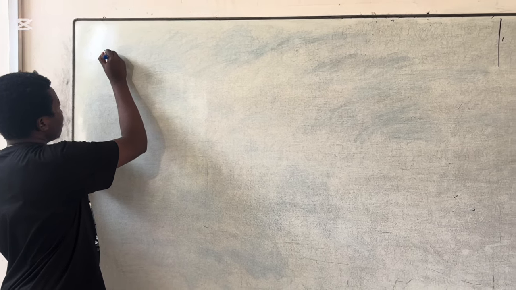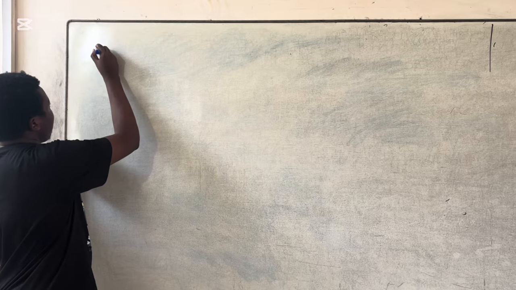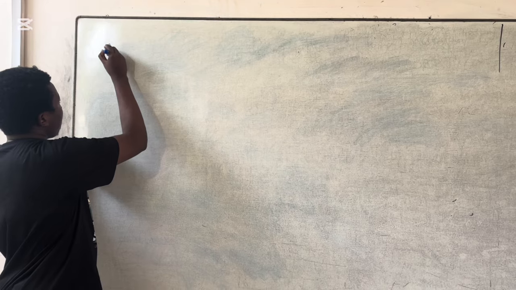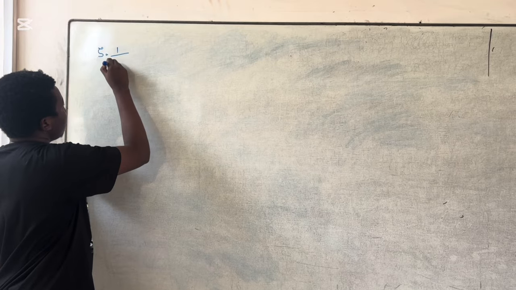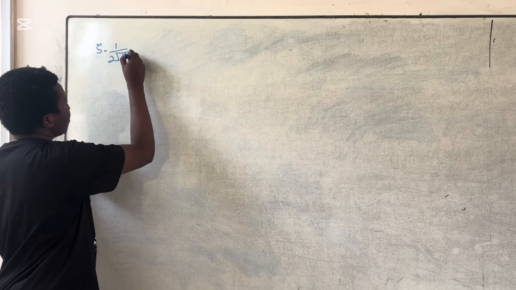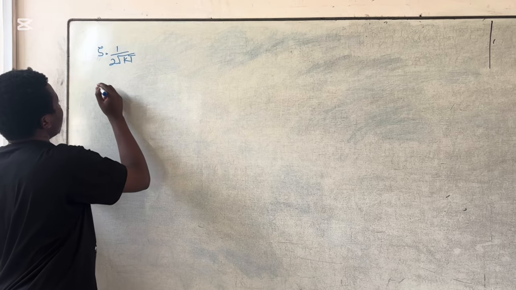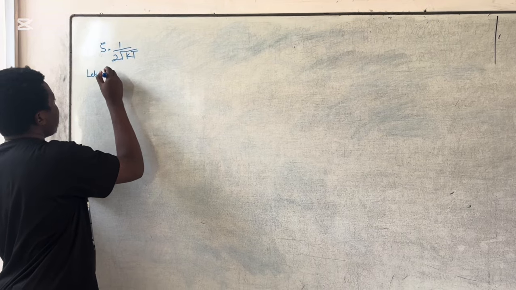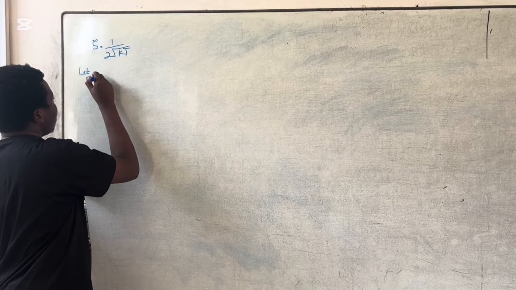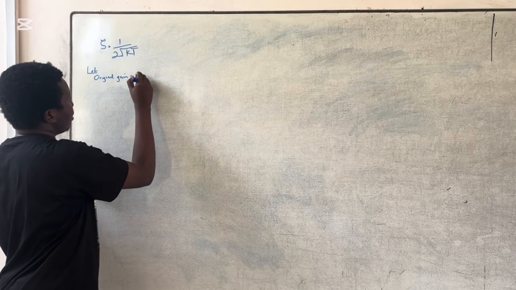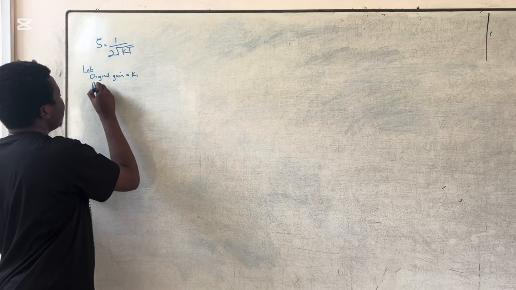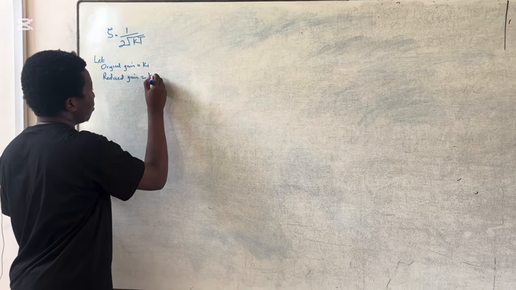Okay, I'll be talking about linking the damping ratio to the gain in the system gain. Okay, so let the original gain be K1 and the reduced gain be K2.